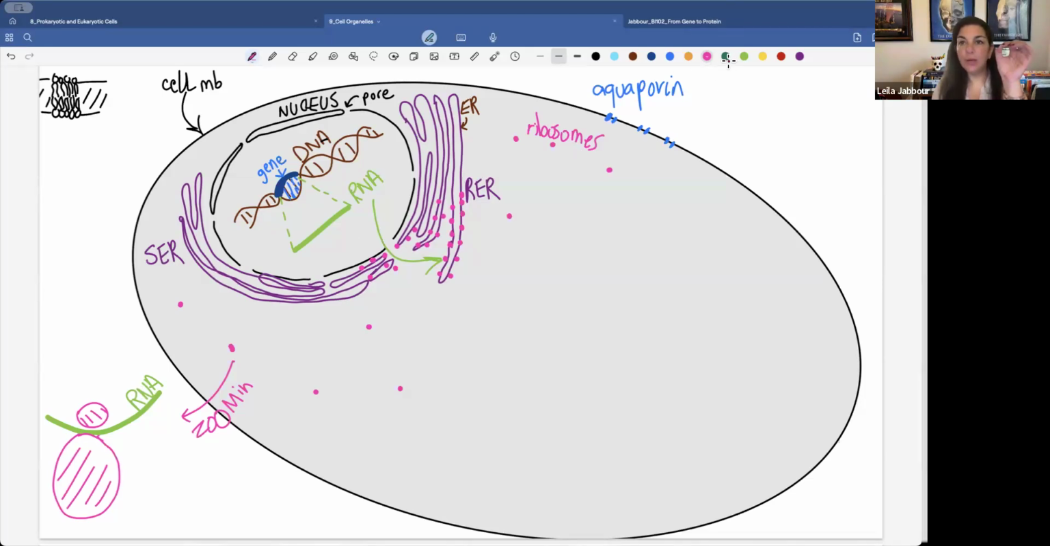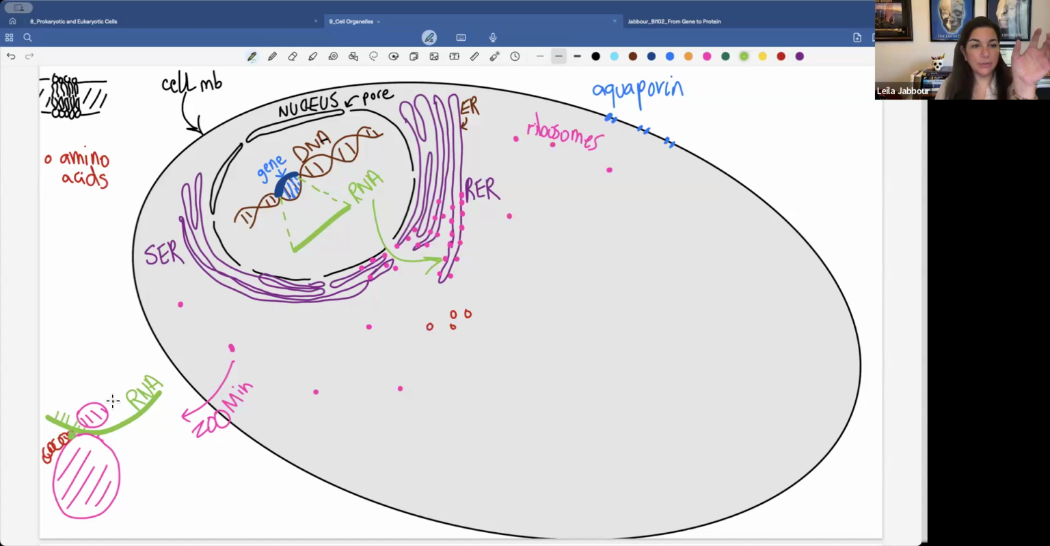Maybe I'll do the gene in blue, RNA in green, proteins, why not red? Okay. So proteins, they need amino acids. So I'm going to draw these little red circles that are going to be my amino acids. So what happens is that ribosomes are going to read the code that's on the RNA molecule. They read the code and they go, oh, these three nucleotides code for alanine. So I need an alanine amino acid.